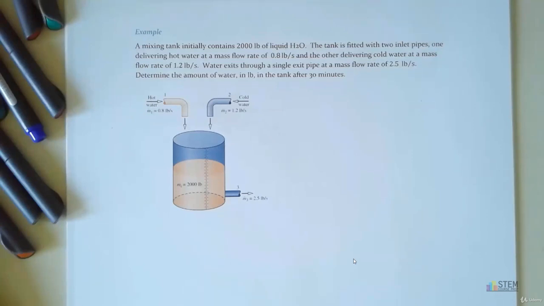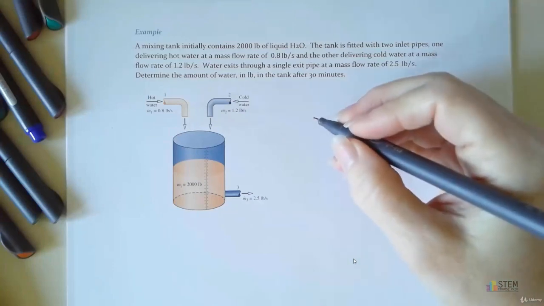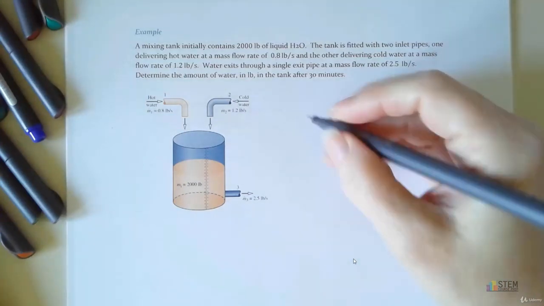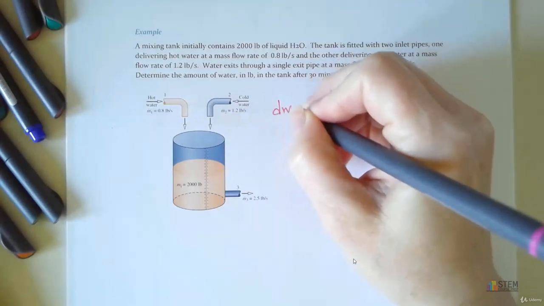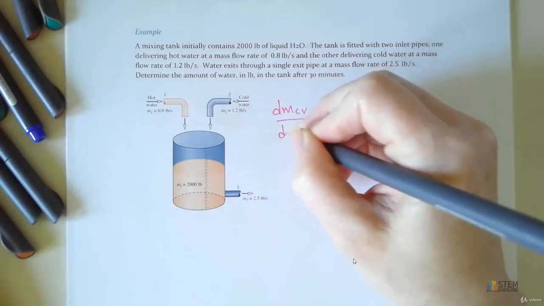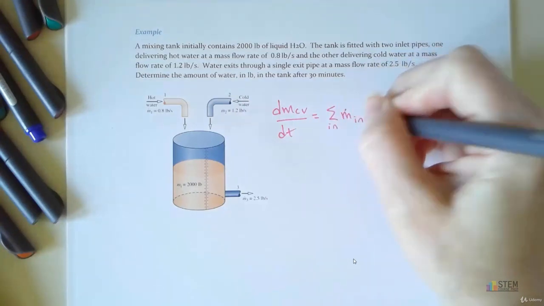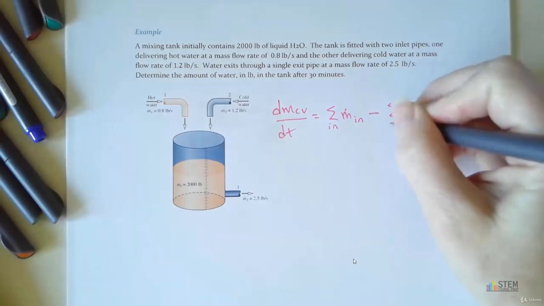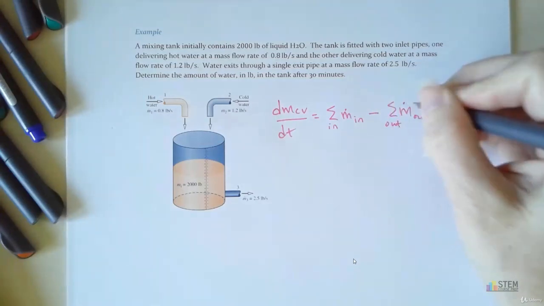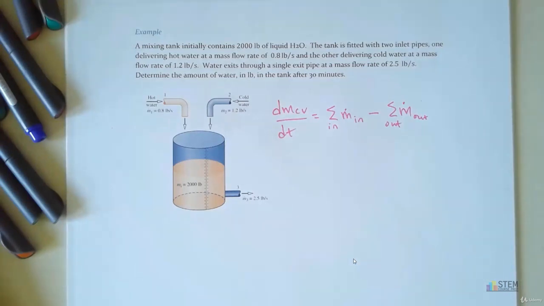So that's our problem. So this one, obviously, we have multiple inlets. We have one outlet. So we are going to be using the summation form of our equation. And let's go ahead and write our equation out. So if you remember, we had dm_CV/dt. That's going to equal the summation over all the inlets of m_in dot minus the summation over all the outlets of m_out dot. That's our equation that we have when we have multiple inlets or multiple outlets.